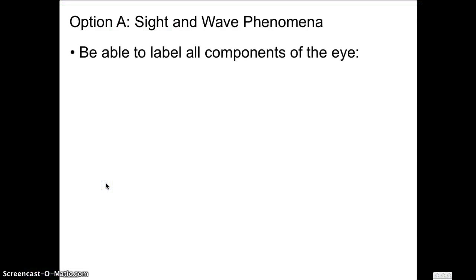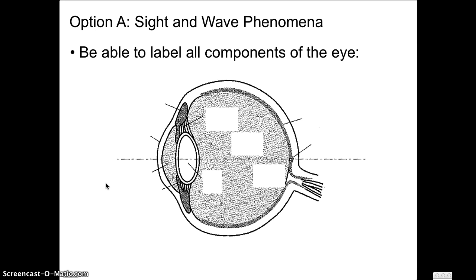So one of the things that we need to know for this option, sight and wave phenomena, is all the components of the eye. So here's an eye, and I want you all to fill out the things listed in the diagram as I show them. And I'm going to give a brief description of what each of these does, but then we get a detailed set of notes in the following slides about these functions.